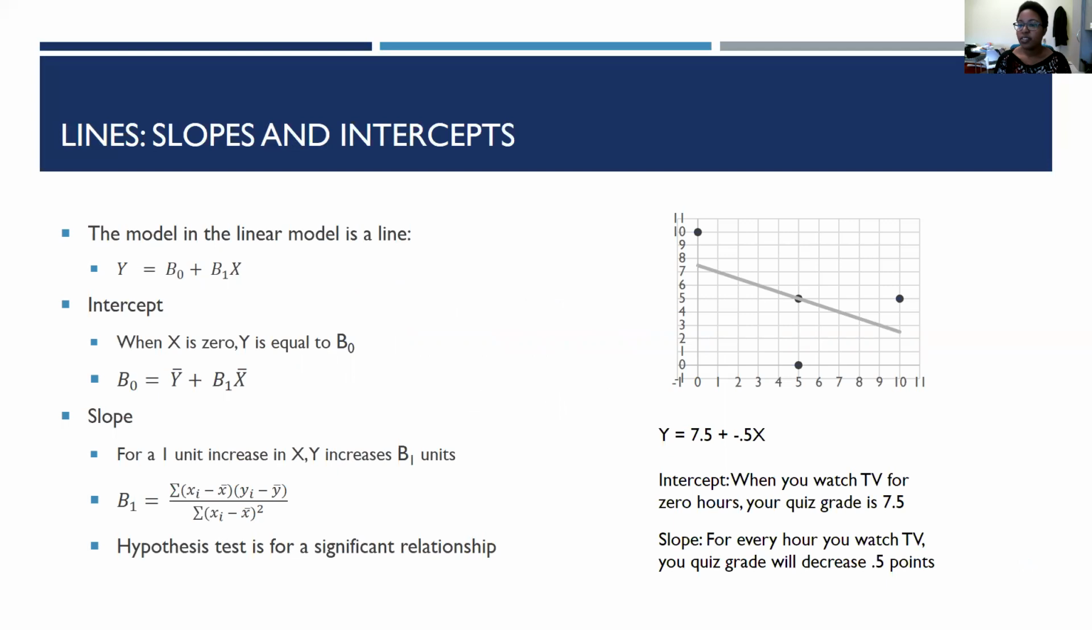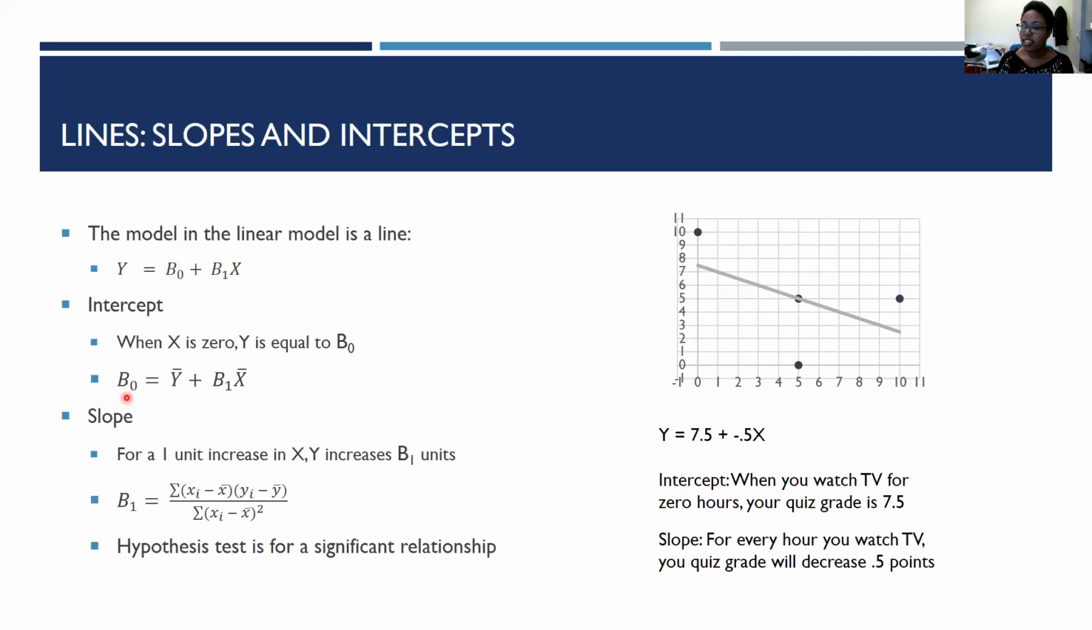So the linear model is going to be describing a line. So here's the equation for a line, right? Beta 0 is the intercept, and beta 1 is the slope. So y is equal to beta 0, the intercept, plus the slope times whatever the x value is. Now, remember how we calculated our intercept is whenever x is 0, y is going to be equal to that intercept. So wherever x crosses the y-axis is our intercept.